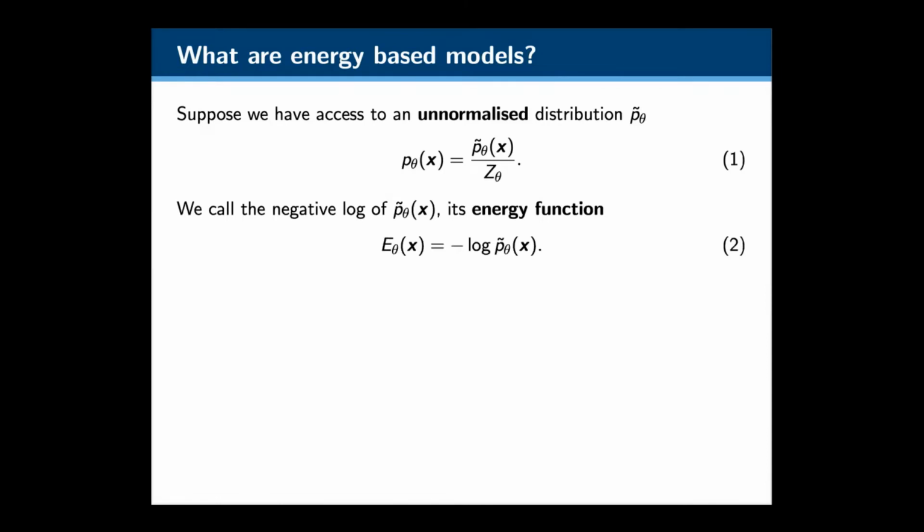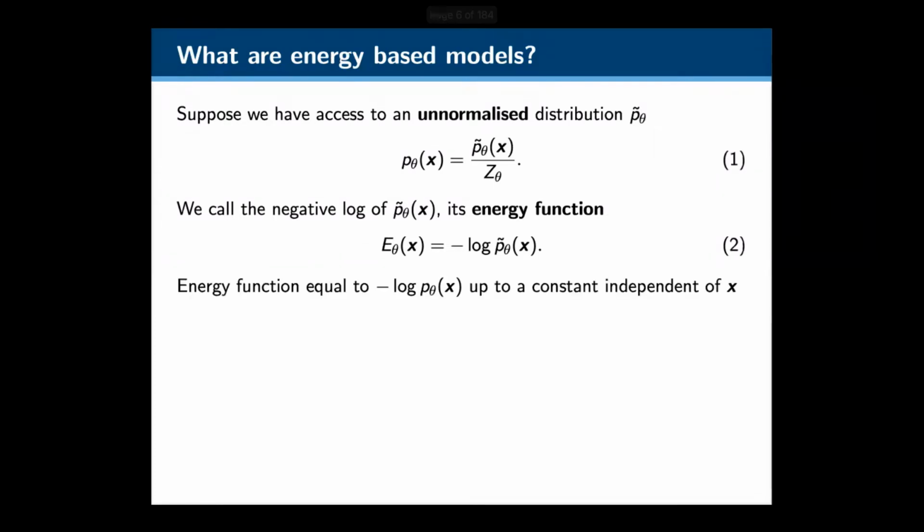And we can call the negative log of this unnormalized probability distribution our energy function. It's equal to the negative log of our normalized probability distribution up to a constant, which is independent of our data. That constant is just the negative log of Z theta. And Z theta is also called the partition function.